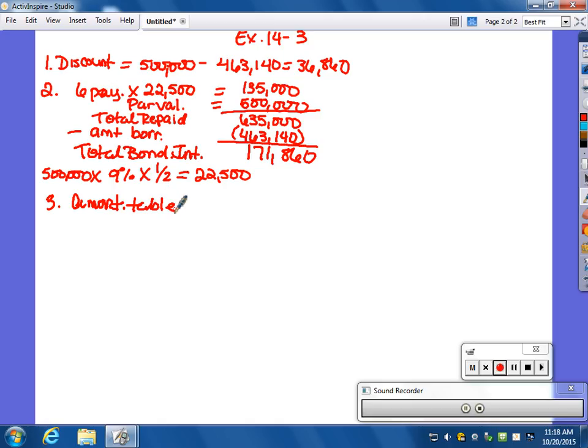We got 6 years we're dealing with, right? What columns did you use? The first one is the period. Okay. The second one is cash interest paid. The third one is bond interest expense. Then discount amortization. Then unamortized discount. And then the final one is carrying value.